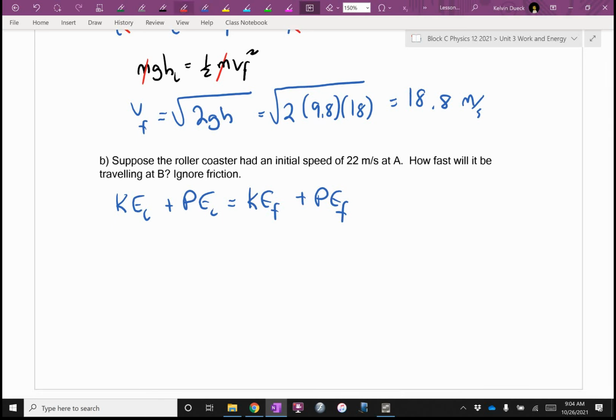But this time, I think, Spencer, you'll agree only PE final is 0 because it's telling me clearly that there's an initial kinetic energy. Hopefully this will be a bit of a better coaster now. I'm going to get a half m v initial squared plus m g h initial equals a half m v final squared.